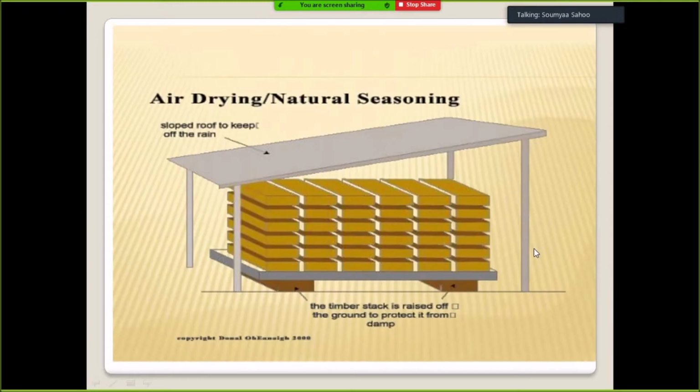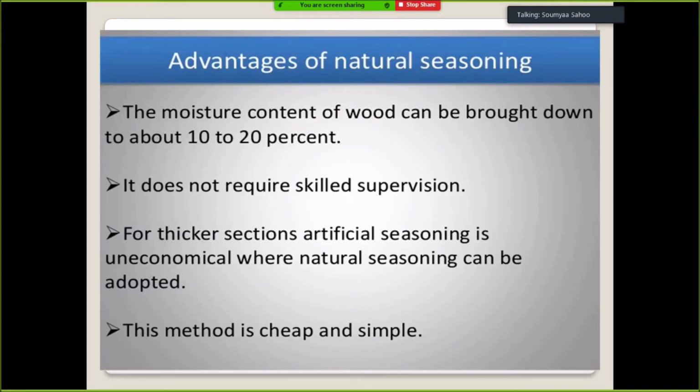This is a slide showing the natural seasoning of timber. So the advantages of natural seasoning are the moisture content of wood can be brought down to about 10 to 20%, and it does not require any skilled supervision. For thicker sections, artificial seasoning is uneconomical, whereas natural seasoning can be adopted, and this method is cheap and simple.